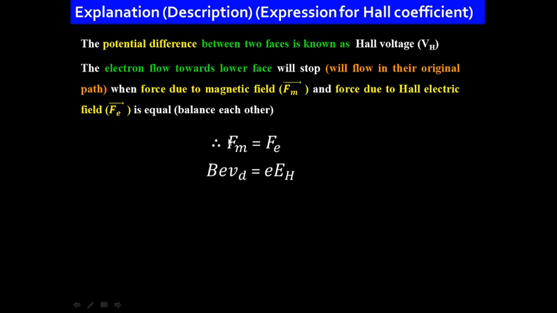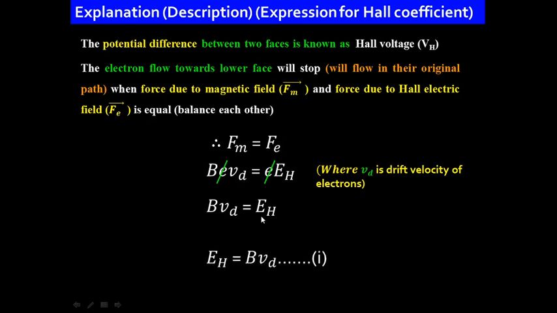So what is Fm? The magnetic force is B e Vd, where Vd is the drift velocity, e is the charge of the charge carriers, and B is the magnetic field. The force due to the electric field is e times the Hall electric field, EH. Now e cancels out, so we can easily determine the drift velocity. B Vd equals EH, so EH equals B into Vd. Suppose this is equation number 1, where B is the magnetic field, Vd is the drift velocity, and EH is the Hall electric field.